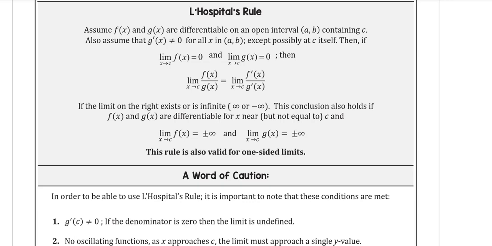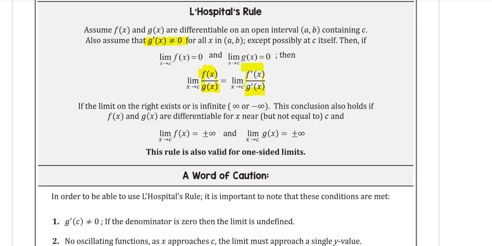So we're going to assume f and g are differentiable on an open interval containing c, and of course g prime of x cannot equal 0, because if it does, then the derivative will be undefined as well, because it will be in the denominator. And so what we know is that if the limit as x approaches c of f of x is 0 and the limit as x approaches c of g of x is 0, then we can replace the f of x over g of x with f prime over g prime.